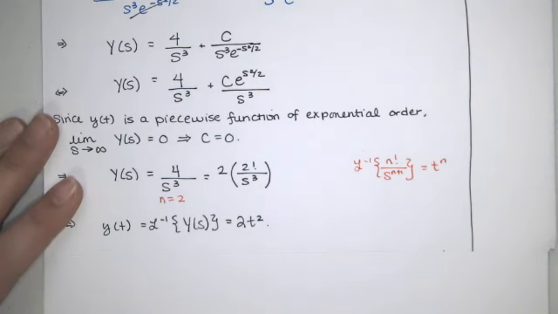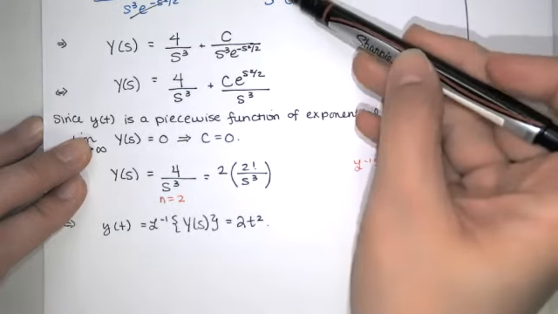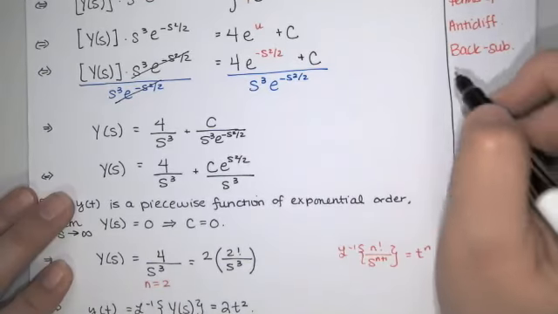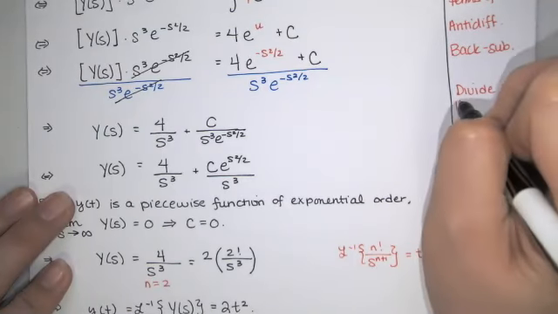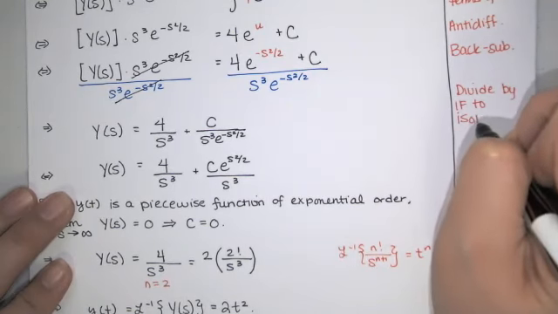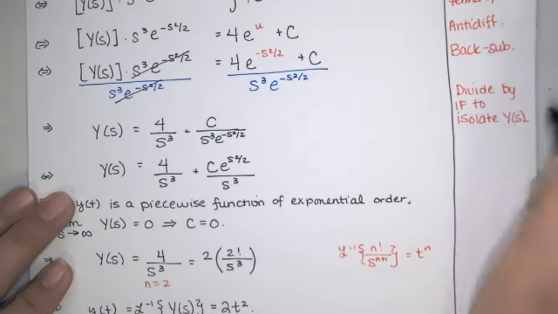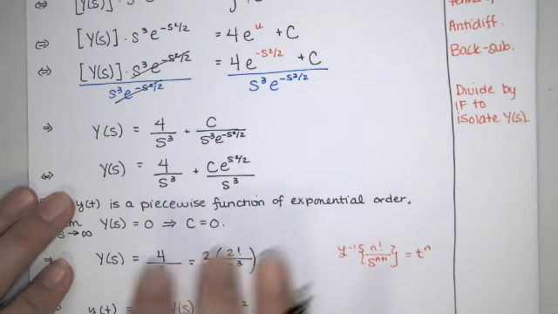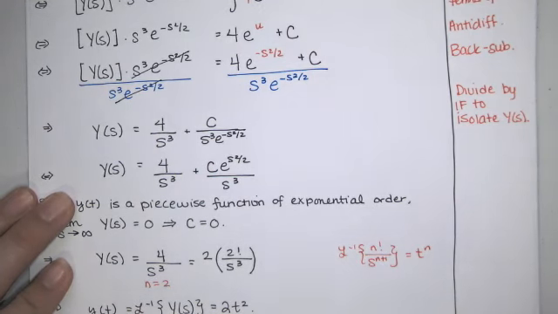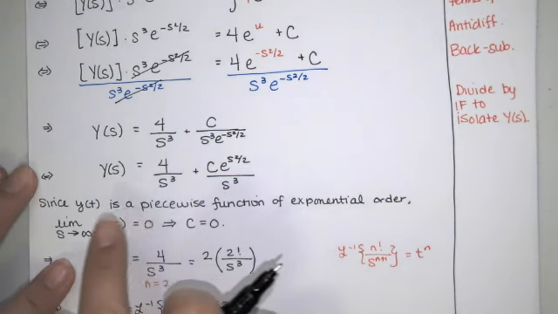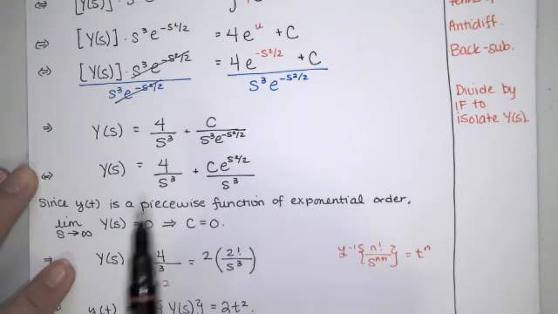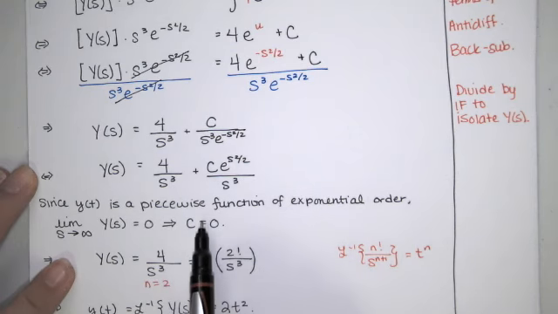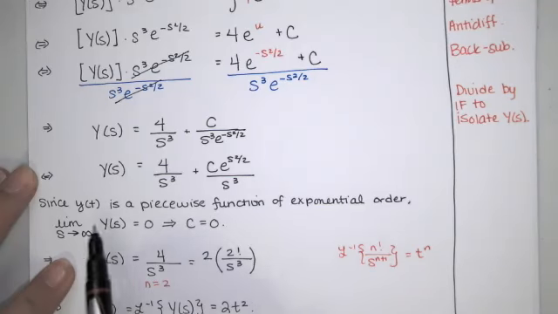Okay, so let's see, what did we do? We back substituted after we took our antiderivative here. Then we divided by the integrating factor to isolate y. Then we saw this term, we're like, that's really strange. I don't see anything like that in my table of Laplace transforms. And then we thought about the fact that the limit of this function as s goes to infinity must be 0 if little y of t is a piecewise function of exponential order. So that was enough to tell us that c would have to be 0 so that this condition would be satisfied.